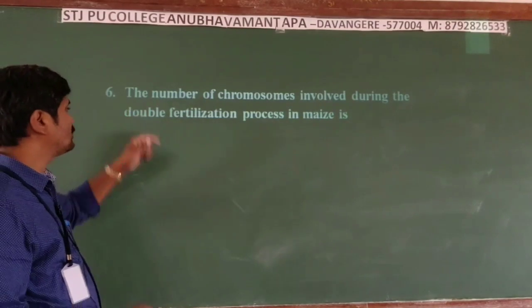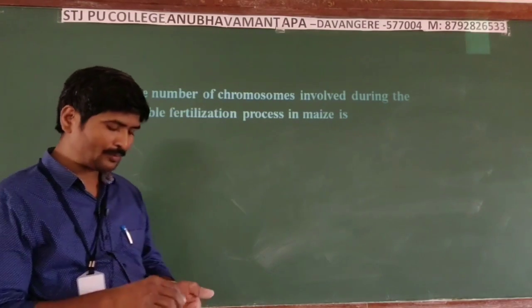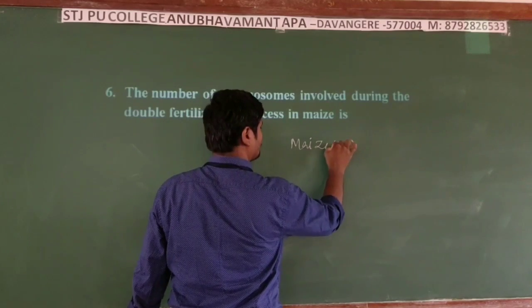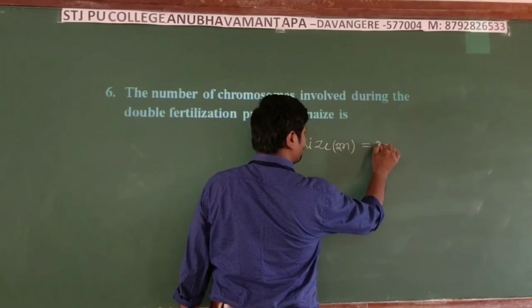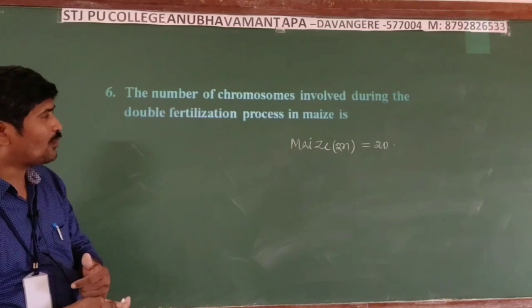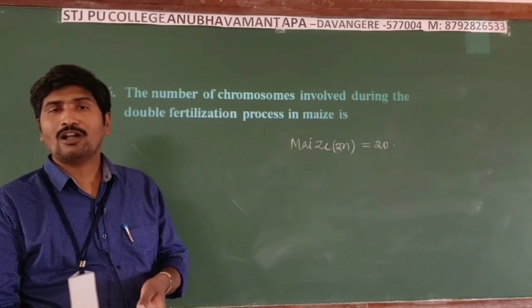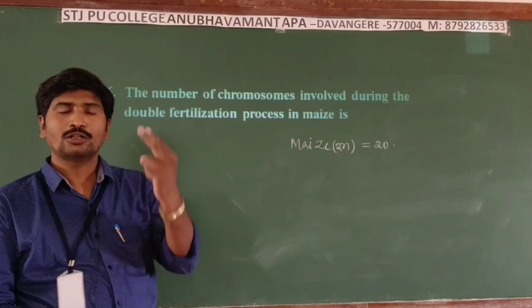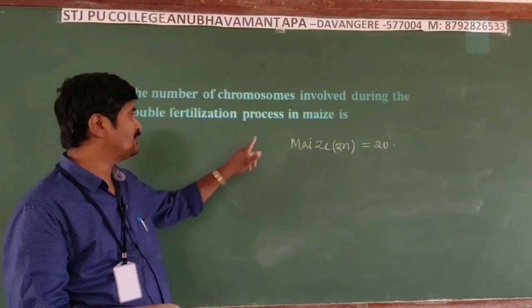Question number 6. The number of chromosomes involved during the double fertilization process in maize is... 2n. What is the number of chromosomes in maize? 20. 2n is 20 chromosomes. It is very important: in double fertilization, total how many nuclei are involved in fusion? 5. n, 2 male gametes, 2 polar nuclei. These are involved in double fertilization.